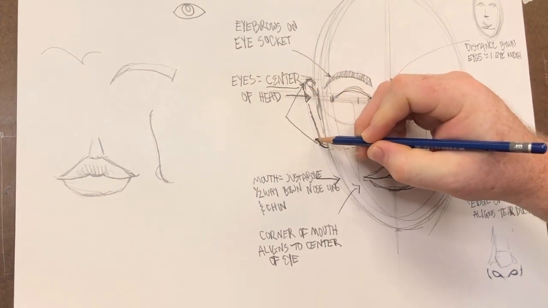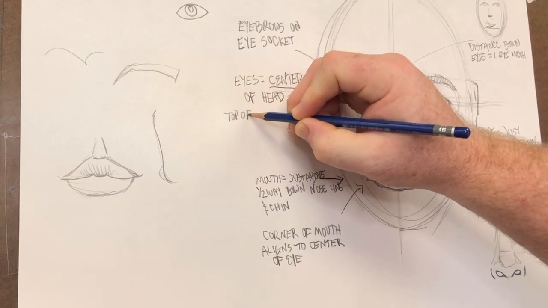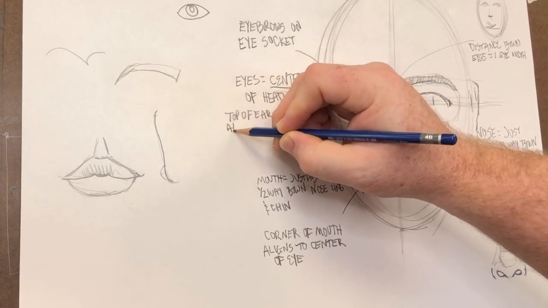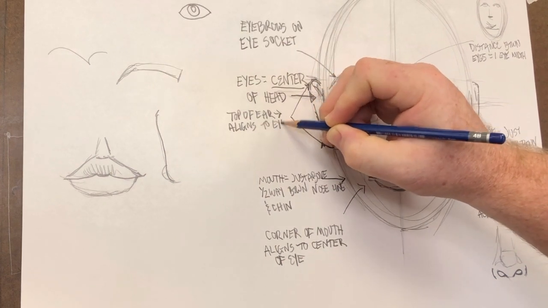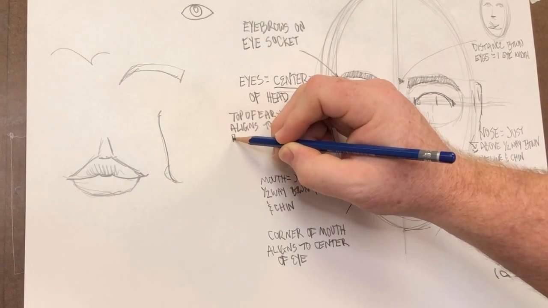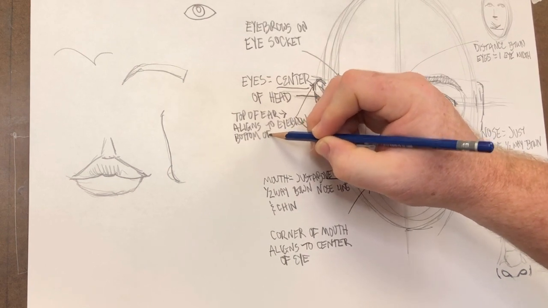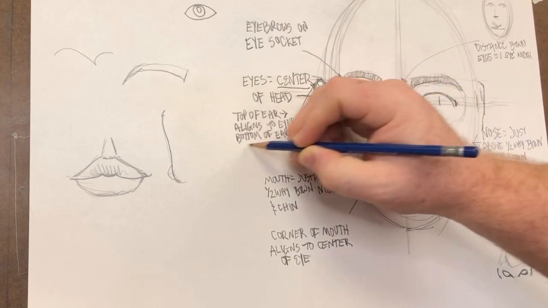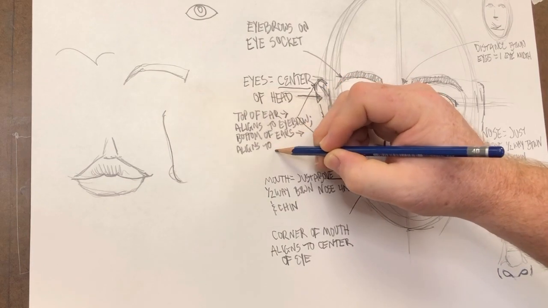Hopefully you still have some room here. Top of ear aligns to top of eyebrow; bottom of ear aligns where? Aligns to bottom of the nose. I'm just going to put nose bottom.